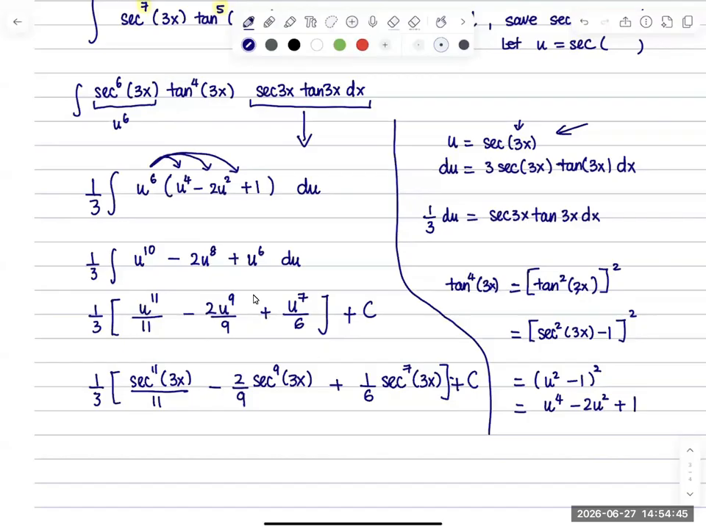Oops, I think I made a mistake. When I increased the power, I forgot to divide by the new power. And that is a good mistake because this always happens. Just keep in mind that whenever you use the power rule for the integral, you increase the power and you need to divide by that new power. So instead of 6, I should have 7, and this is going to be 1 over 7 instead. All right.